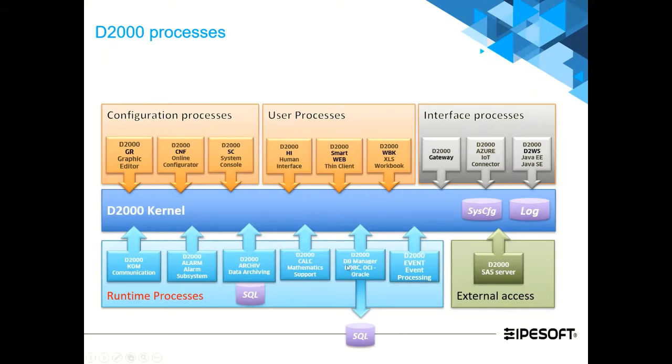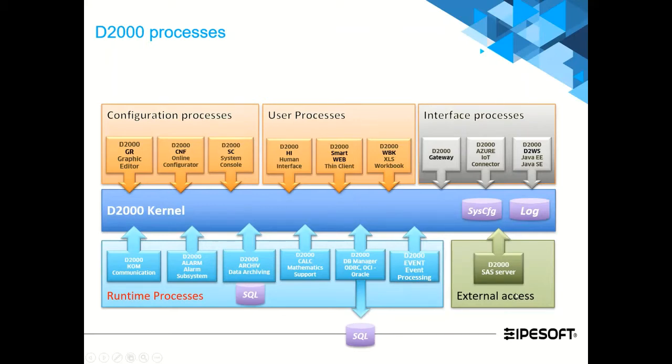D2000 DB Manager handles connectivity to external ODBC databases, SQL databases via ODBC interface, or in case of Oracle, via OCI interface, Oracle Client Interface. It supports transactions and is optimized for parallel usage. D2000 Event runs server-side scripts written in Java or in our own ESL event script language.